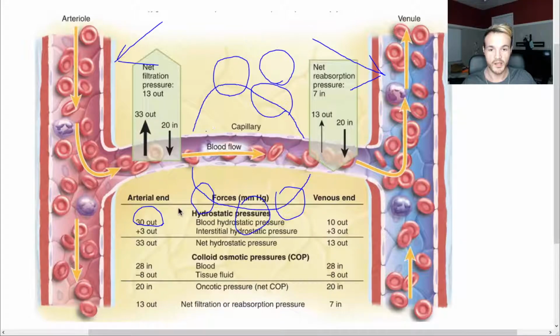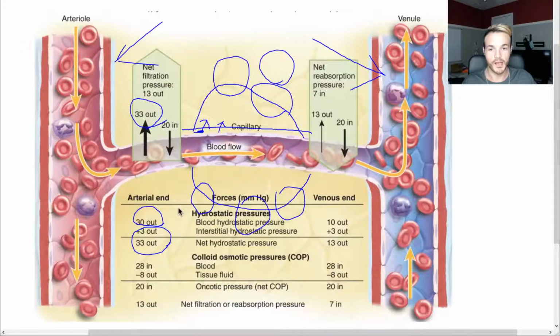But in between, there is interstitial tissue, and there's this interstitial space right here, and this is kind of sucking up fluid. So you have this space pulling out. This is how we get our 33 out on the arterial end. So the net hydrostatic pressure is coming out to 33 out. So we have a total of 33 going out.